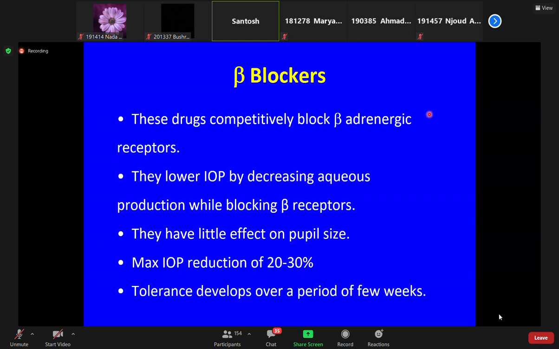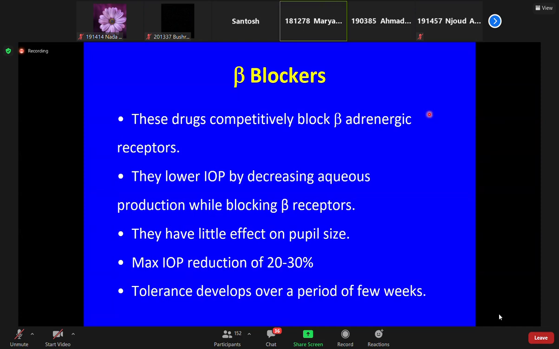Tolerance develops over a period of a few weeks. Again, as you probably know from your pharmacology, beta blockers are notorious for developing tolerance. So you need to increase the dose after some time. You know what tolerance is? Yes. What is it? Tolerance is when, after a period of time, the body gets used to the amount of drug given. So the next time, to get the same effect, you need to administer more of the drug. And how does the body get used to it?